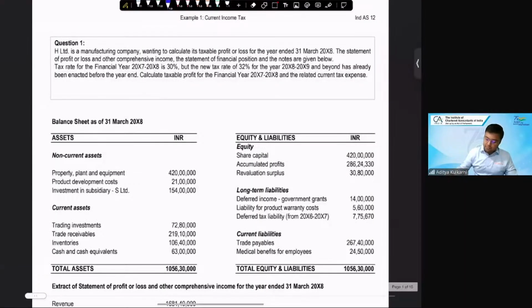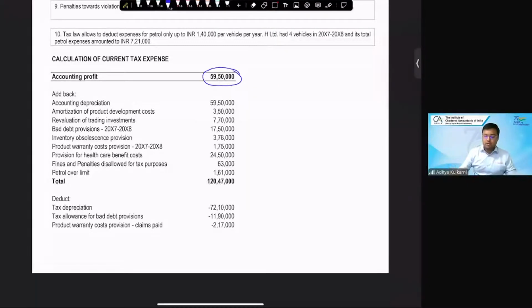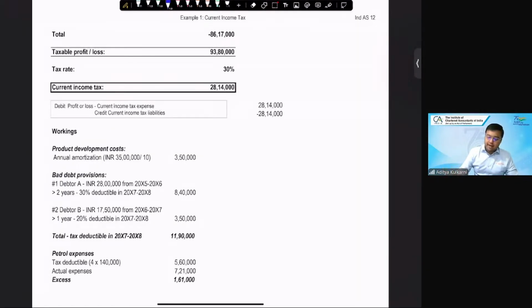So what will happen is, I will explain to you. You will have net profit as per books, 59,50,000. Then whatever additions and deductions there are under the tax laws to arrive at the taxable profit, on that the current income tax. So basically this question is very difficult to come in the exam, because this is more like making you familiar with what your current tax expense is.